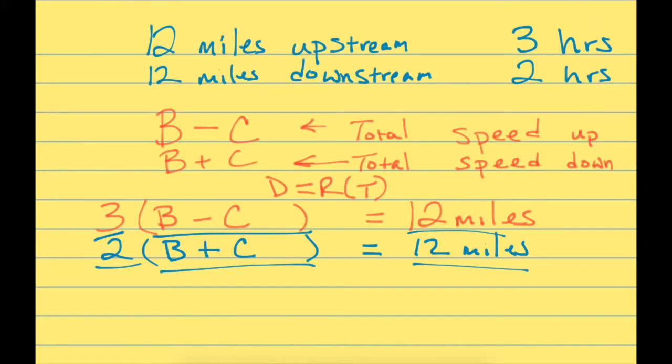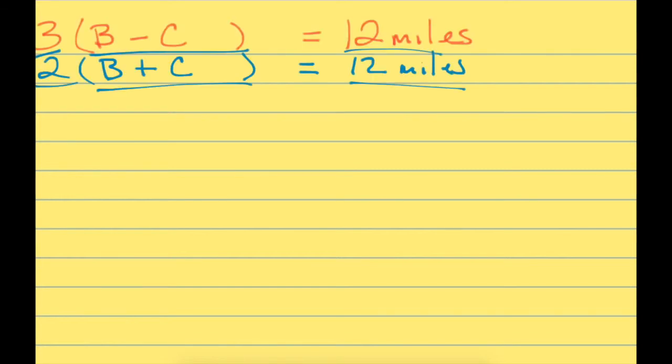Now, to save us a little bit of work, instead of using the distributive property, I'm going to divide both sides of each equation by 3 and 2 respectively. Because if 3 times b minus c equals 12, then b minus c has to equal 4. If he's traveling 12 miles in 3 hours, that means his total speed is 4 miles per hour. And then downstream, if he's traveling 12 miles in 2 hours, that means he's traveling 6 miles per hour for B plus C. So now we can use elimination to find the speed of the boat and the speed of the current.